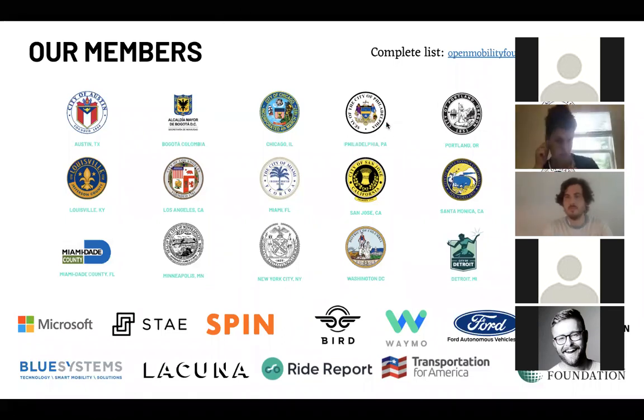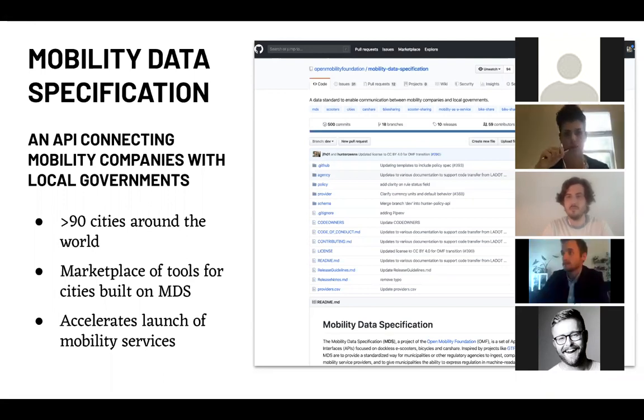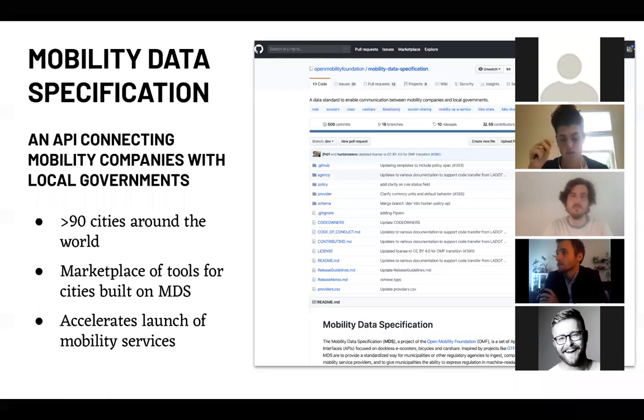Before we get started with the content, I wanted to speak briefly about what the Mobility Data Specification actually is. I know many of you are probably familiar with it already, but our core product, MDS, is a collection of digital tools that help cities better manage transportation in the public right-of-way. MDS standardizes communication and data sharing between cities and private mobility providers like e-scooter companies or bike-share operators.